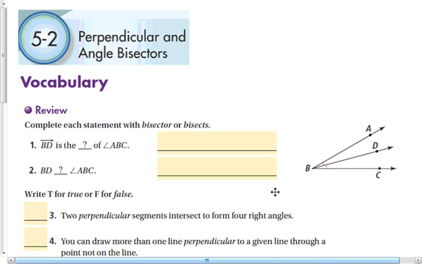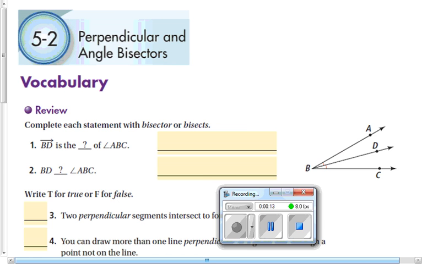Hey students, this is lesson 5.2, perpendicular and angle bisectors. We're going to use properties of perpendicular bisectors and angle bisectors to solve problems. Go ahead and do this review. I'll check back with you.